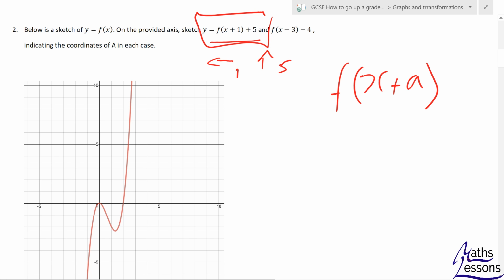What we're going to do is draw this. It's going to go left 1. The peak here will go left 1, and it's going to go up 5. This point left 1 and then up. Those 2 points end up here.